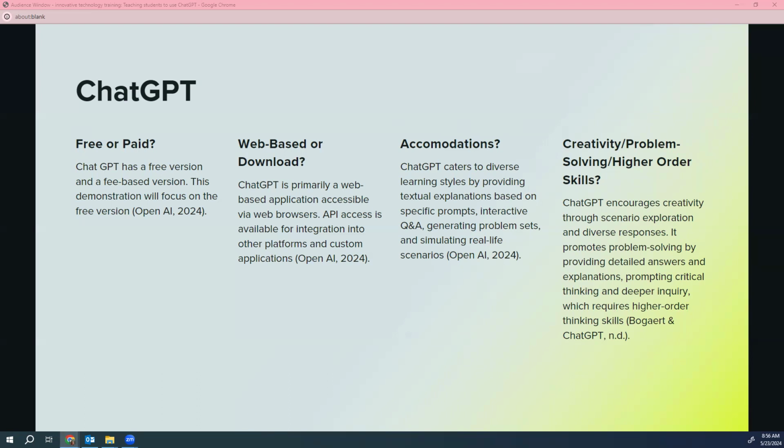As to whether it is creative or has problem-solving or higher order thinking skills, it does in fact do that. ChatGPT is going to encourage creativity through scenario exploration and diverse responses. It also promotes problem solving by providing detailed answers and explanations, and it can prompt critical thinking and deeper inquiry, which requires higher order thinking skills. This versatility will support visual, auditory, and kinesthetic learners.